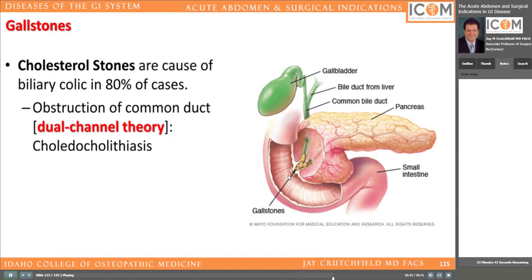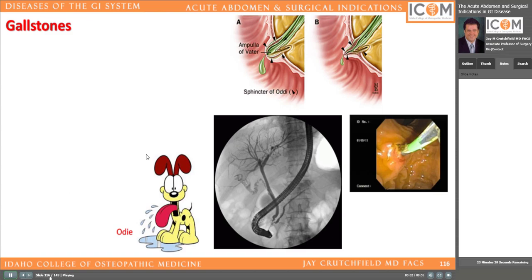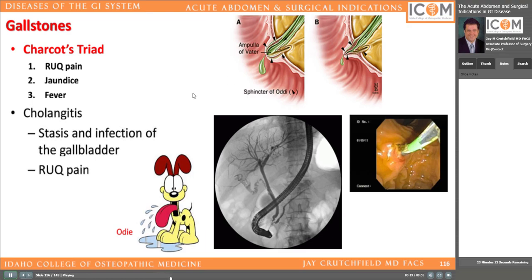If stones are only in the common bile duct, that's referred to as choledocholithiasis, and these patients may or may not have Murphy's sign on a physical exam. Patients who present with right upper quadrant pain, jaundice, and fever are said to have Charcot's triad. This is common in patients who have choledocholithiasis with acute cholecystitis. Cholangitis results when you have stasis of bile and subsequently infection of the gallbladder resulting in right upper quadrant pain.